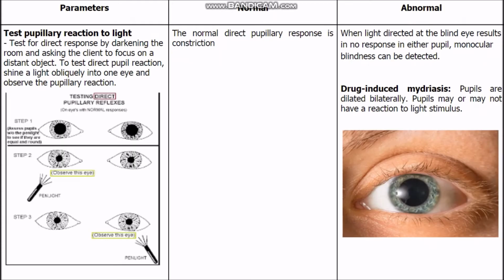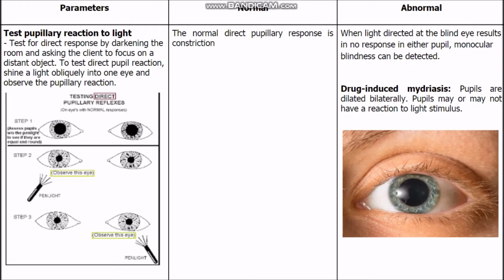So next is to test for the pupillary reaction to light. So test for pupillary response by darkening the room and asking the client to focus on a distant object. To test direct pupil reaction, shine a light obliquely into one eye and observe the pupillary reaction. So the normal finding is that the normal direct pupillary response is constriction. So for the abnormal finding, when light directed at the blind eye results in no response in either pupil, monocular blindness can be detected.